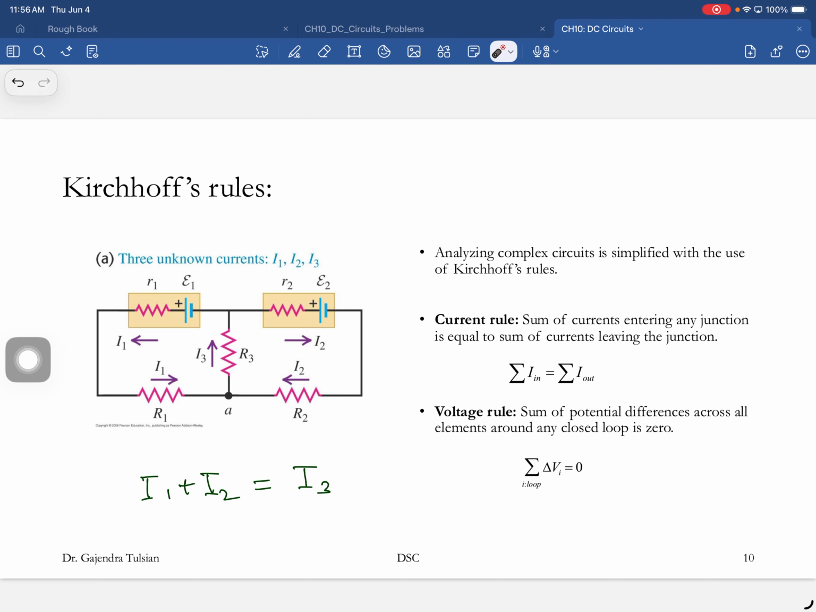What is the word under the summation sign right there? Going around a loop. All right, how many loops does this circuit have? 1, 2, 3 loops.